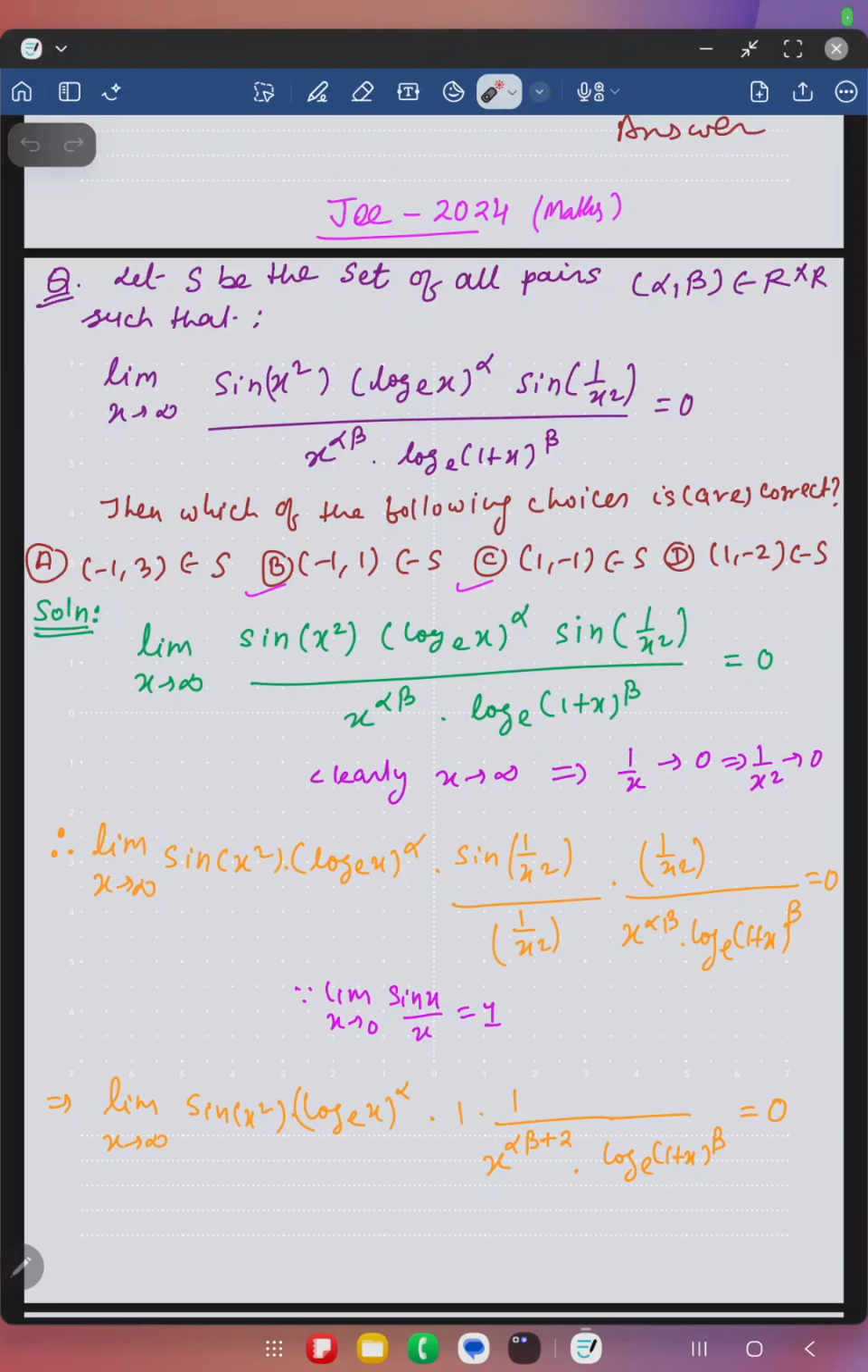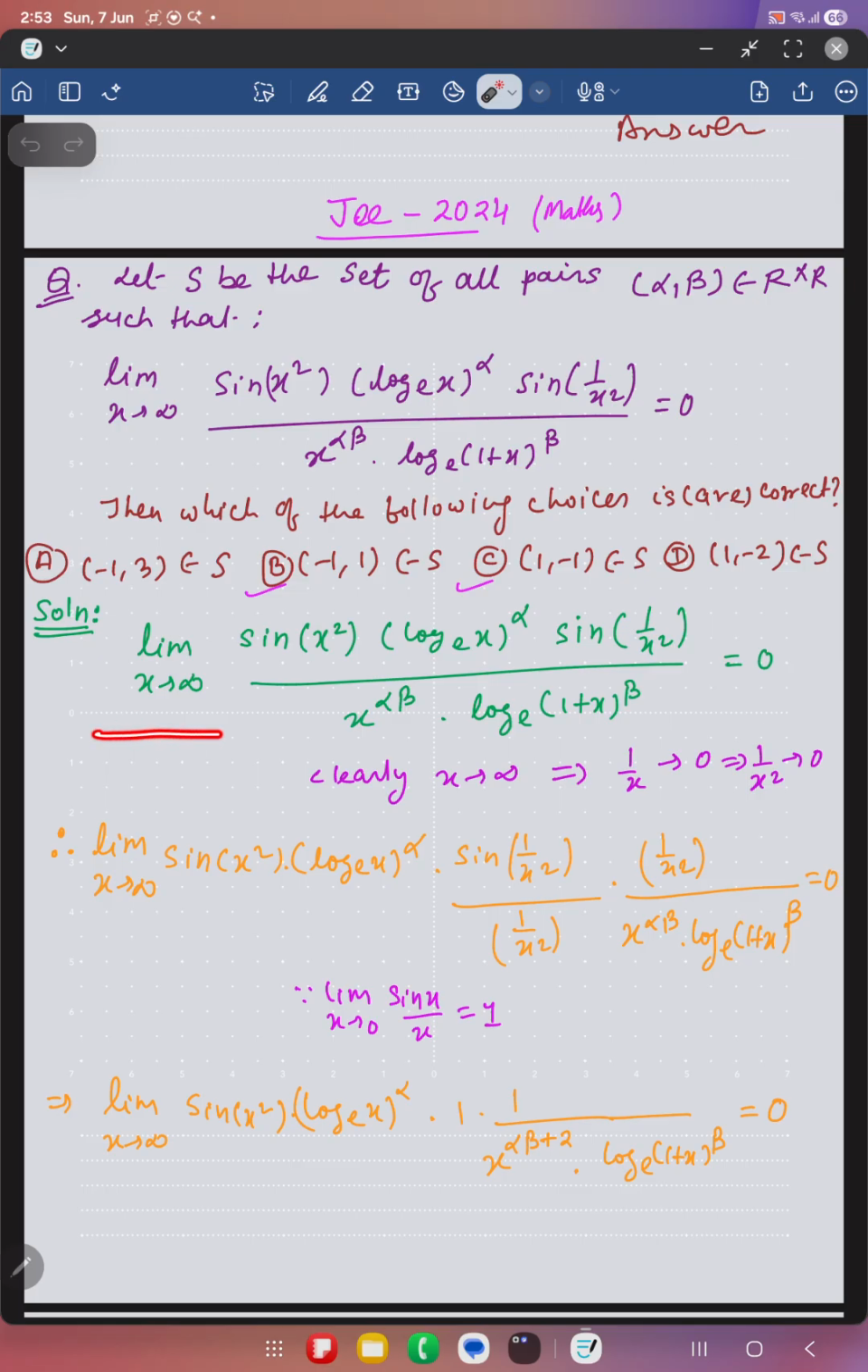JEE 2024 Maths. Let S be the set of all pairs (alpha, beta) belonging to R cross R such that the limit as x tends to infinity of (sin x^2 into (log base e x)^alpha into sin(1/x^2)) divided by (x^(alpha beta) into log base e of (1 plus x)^beta) equals 0. Then which of the following choices is or are correct? You have to find out. Okay, so let us see. Multiple correct answers are there.